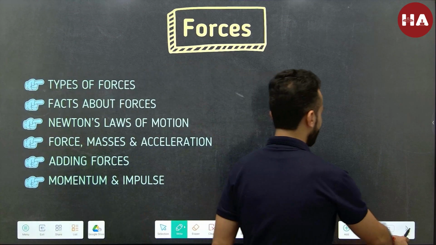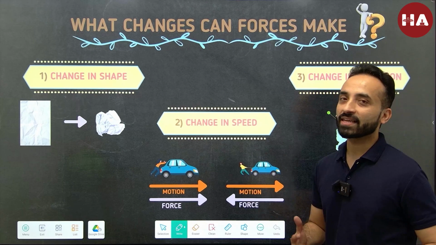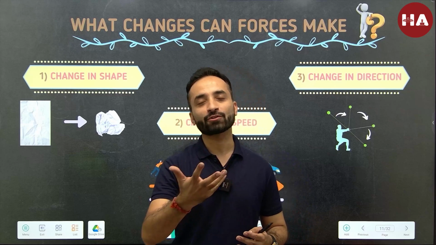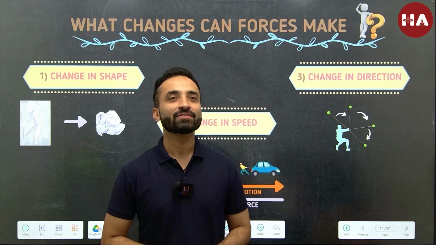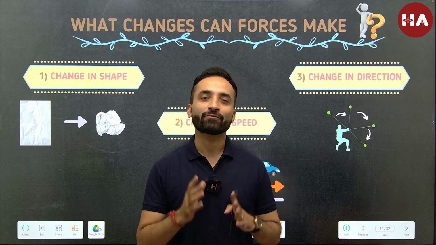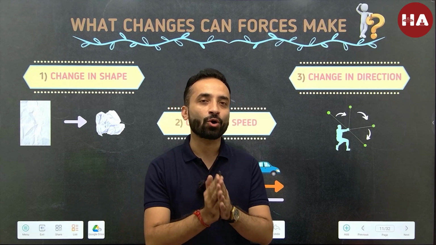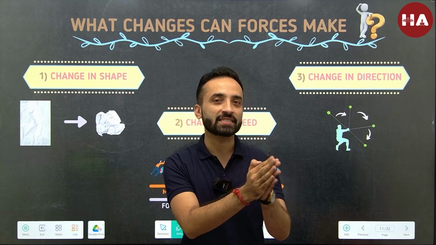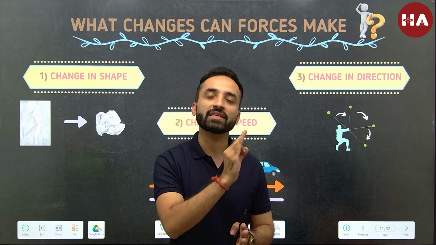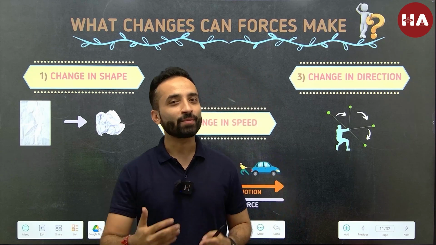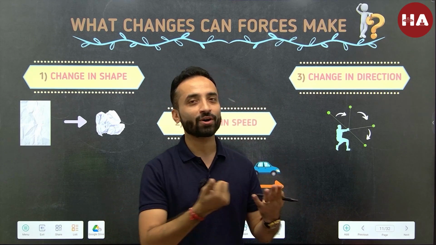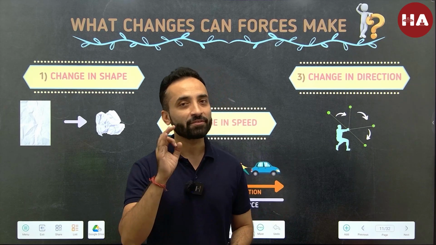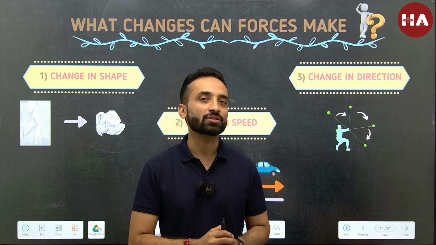All right, so the first thing: what changes can force make? Do you understand what a force is, or how we define force? The best way of doing it is that force is an agency which can cause a change in state of motion of an object. I will repeat: force is an agency that causes a change in state of motion of an object. You might be defining force as simply a push or a pull, but now we will give a more sophisticated or technical definition: we need a force if we have to change the state of motion.